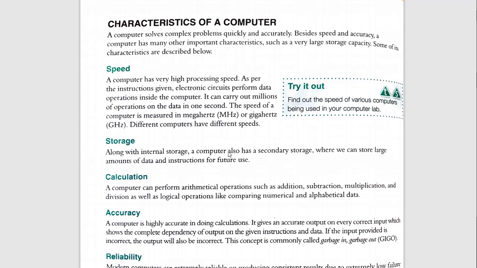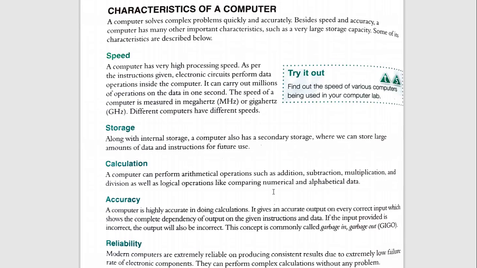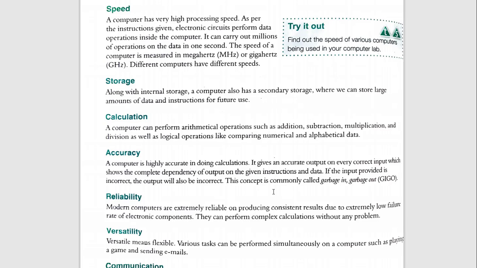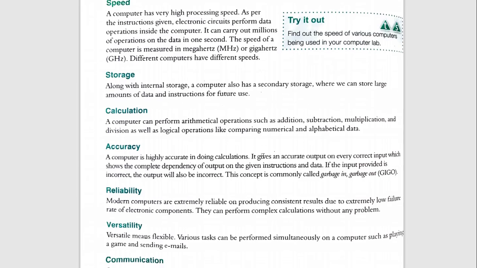Okay. Then we have the characteristics of a computer. These are quite general, normal things which you know in everyday life, and we use these. Let's start. Characteristics of a computer. First of all, what we are going to discuss is the speed. It has a very high processing speed. How do we measure the speed? It is the number of instructions per second. It is generally in megahertz or gigahertz. The speed of a computer is measured in megahertz, MHz we write it, or gigahertz, like GHz. Alright, so different computers have different speeds.